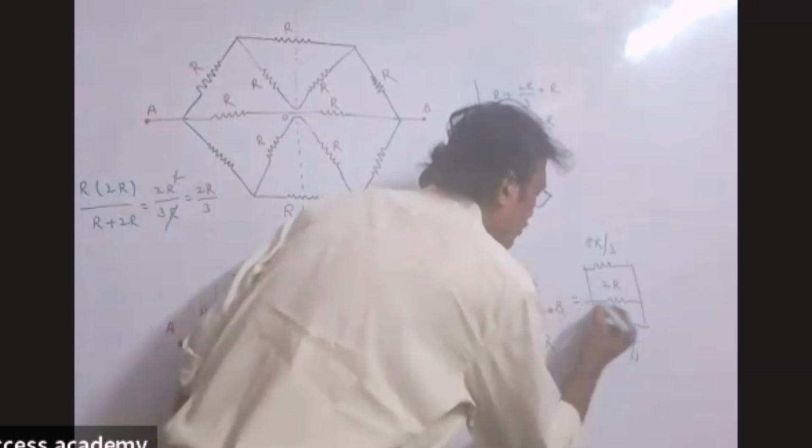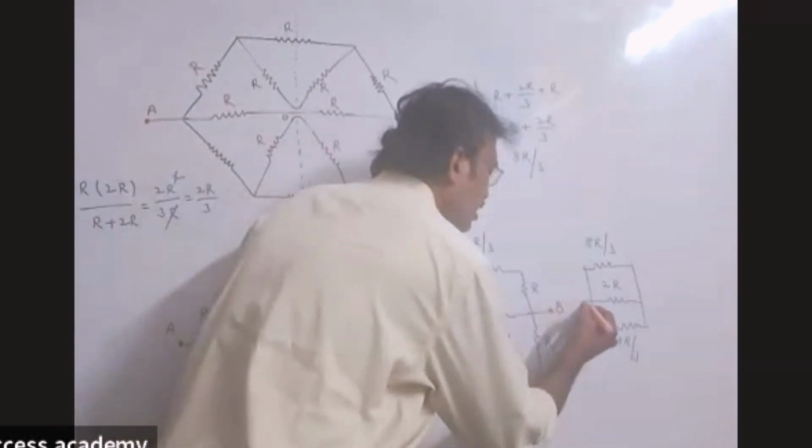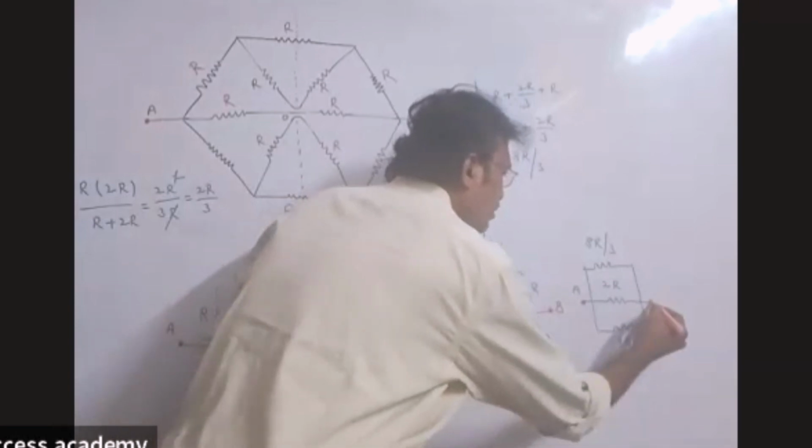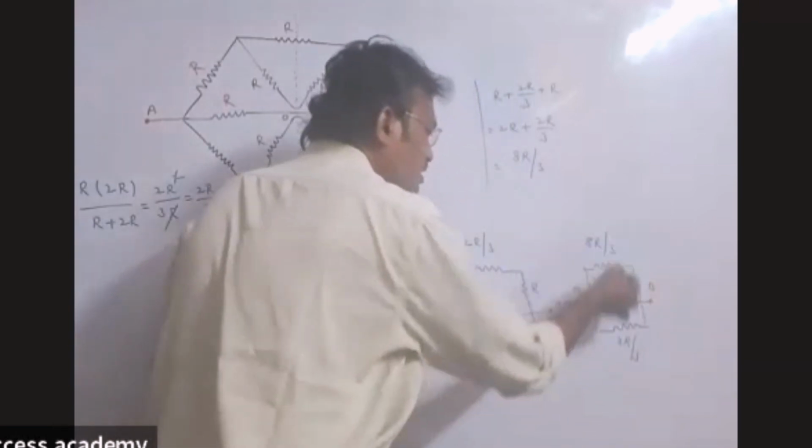Now these three are parallel. Why? Because they mentioned this part is A and this part is B. So with respect to that, these three are in parallel. When you consider those three in parallel, what's the value of that? That value is 4R by 5.